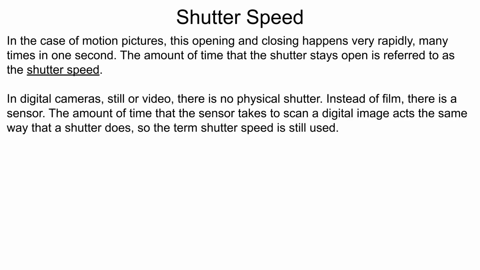Video cameras do not have a physical shutter. They just have an image sensor, but that image sensor samples the light coming in many times a second. So it acts like there's a shutter, so the term shutter speed is still used. 1/60th of a second is a very standard shutter speed for video and television. It can go much, much faster. It can go a little bit slower.